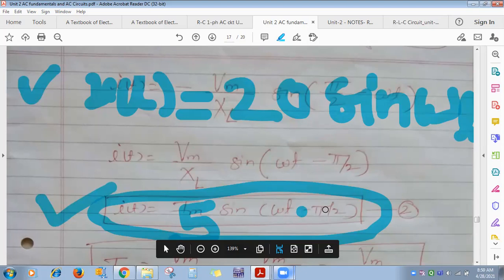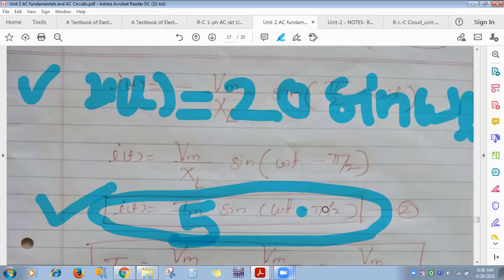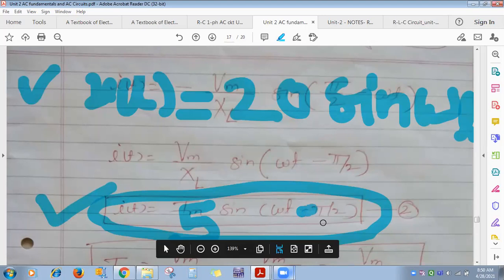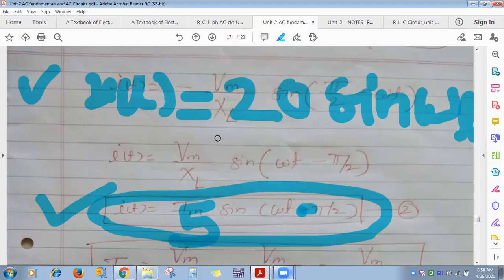In which circuit does current lag voltage by 90 degrees? Capacitor? No, it lags, minus sign. Inductive. Inductive means it's a purely inductive circuit. So here, find out Z. What will Z be here? 20 by 5, that is 4 ohm.